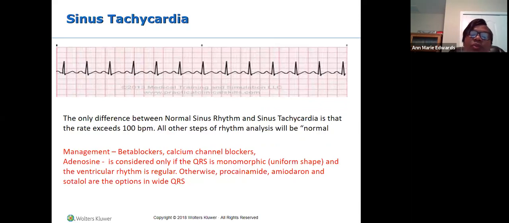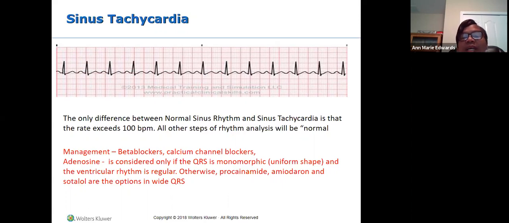The only difference between normal sinus rhythm and sinus tachy is that the rate exceeds 100 beats per minute. But you do have all other components of a normal sinus rhythm present, like your PQRS. But the rate now is fast. Tachycardia means fast. So you need to slow this heart rate down, right?